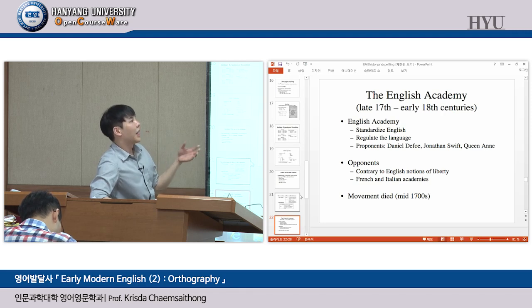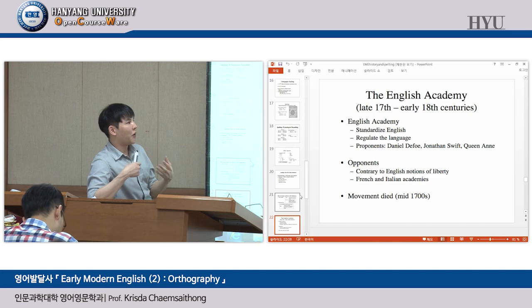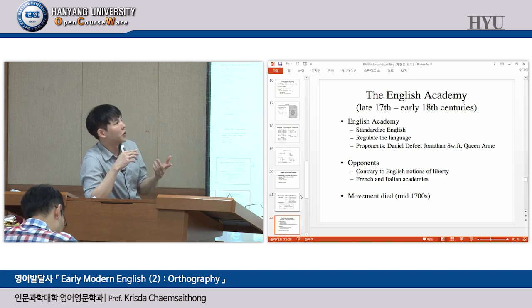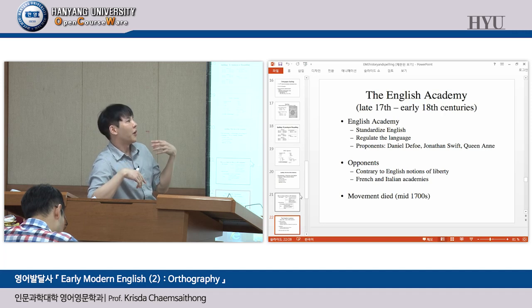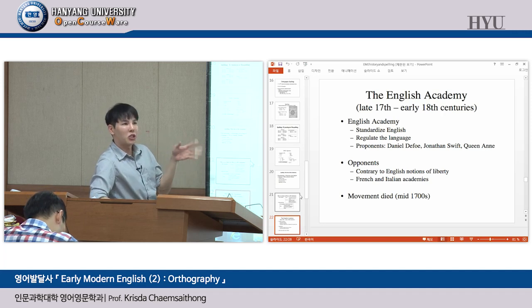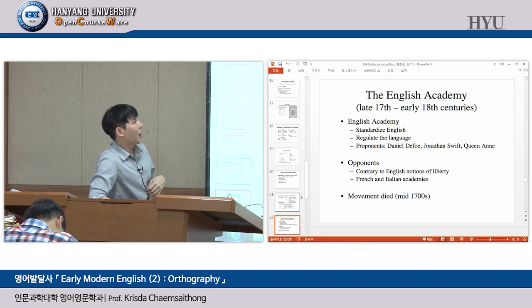Standardize is not good or bad. Standardize meaning having the same thing for everyone, having the same spelling, the same pronunciation, the same grammar rules for everyone. Just like your ready-made shirts. When you go to Uniqlo, when you go to Nike, if you wear an S, it should be the same thing for everyone. So that's standardized. Regulate the language, to put down rules for language.